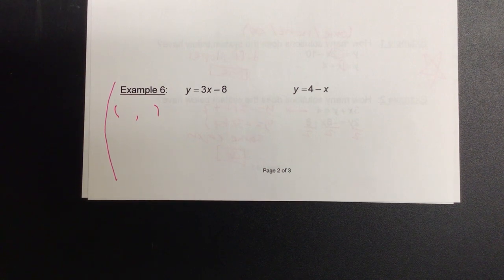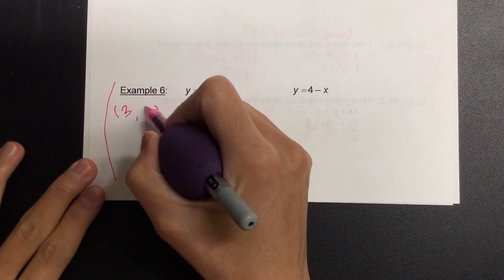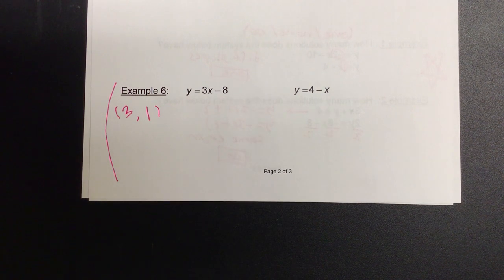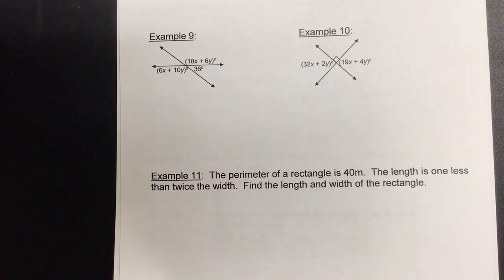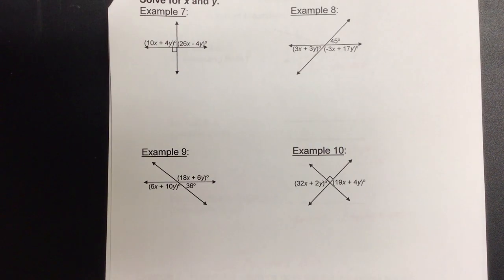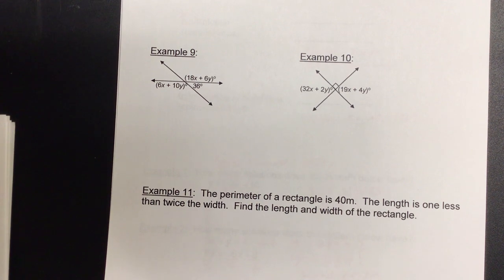1. Okay, if you're ready, give me a fist. Okay, let's represent the x coordinate. Ready? Go. Okay, give me another fist. Let's represent the y coordinate. Go. Nice. 3, 1. Okay, now let's go on to number 9 and 10 on the back. So if you want to practice 7 and 8, go for it. Actually, we're only going to do number 9.